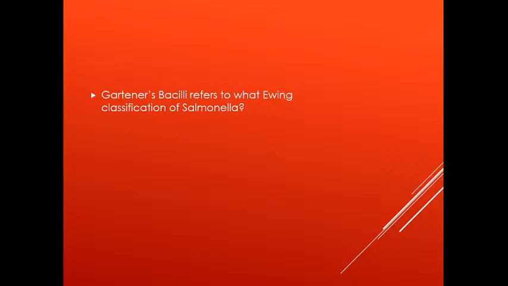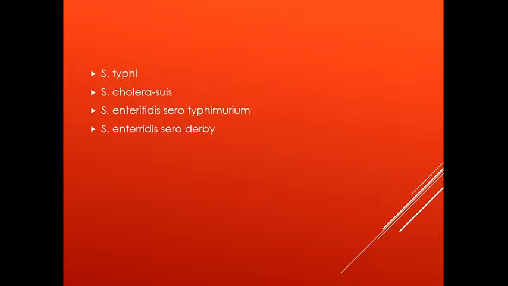Gardner's bacilli refers to what Ewing classification of Salmonella? So our choices are as follows: Salmonella typhimurium, Salmonella cholera suis, Salmonella enteritidis, and Salmonella typhimurium. So in this case, you might be confused. Maybe it's Salmonella typhi, because this is the one that we usually discuss in the clinical lab. But actually, it's a trick question.